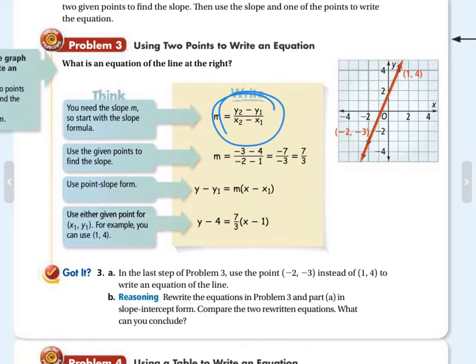So again, if I had the following 2 points, -2, -3, and 1, 4, use those right here to calculate the slope, and then grab one of those 2 points. It doesn't matter which one. In this case, we grabbed 1, 4, and plug those in down here. So here's your +1, here's your +4, and your slope of 7/3 on the outside. Next slide, we're going to actually go through and do the work on that one.